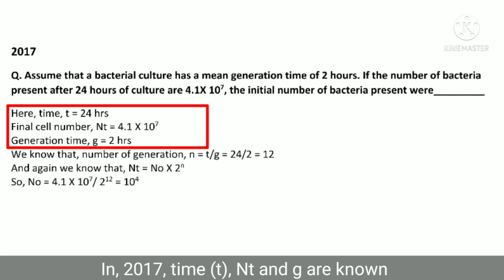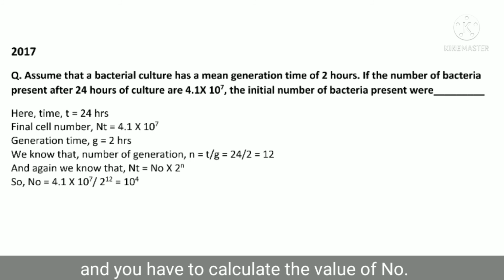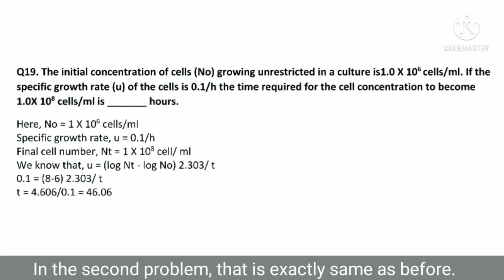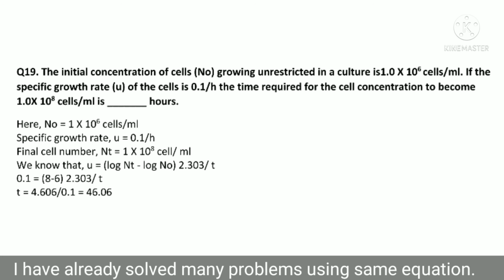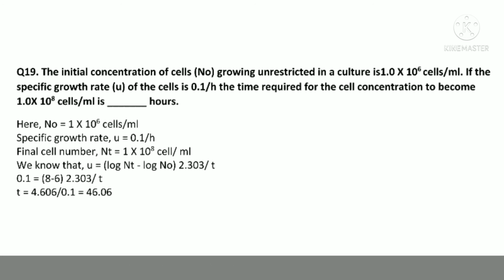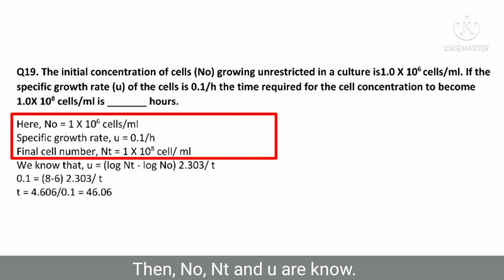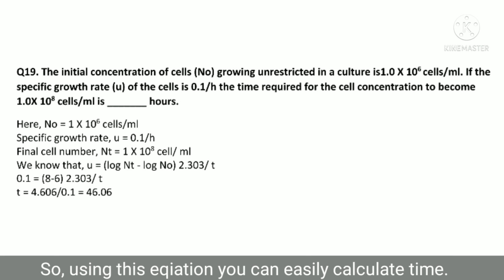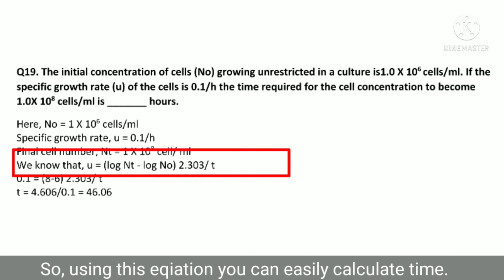In 2017, time t, Nt, and generation time are given and you have to calculate the value of N0. This problem is exactly the same as before. I have already solved too many problems using the same equation, that is Nt is equal to N0 into 2 to the power n. In the second problem, the values of N0, mu and Nt are given and you have to calculate the time t. So using this equation, you can easily calculate the time t.